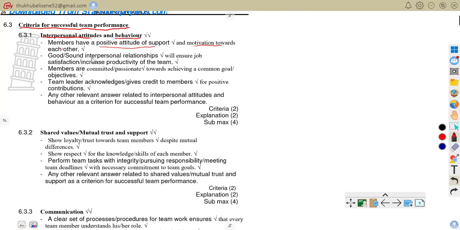Also, good and sound interpersonal relationships will ensure job satisfaction as well as increase the productivity of the team. So if we have what? Healthy relationships.